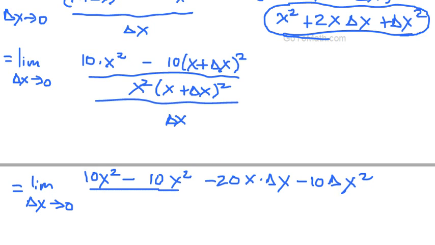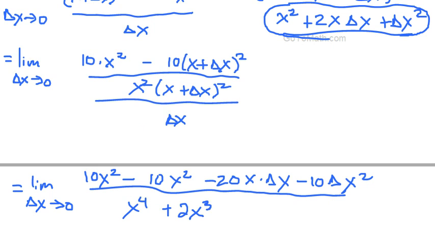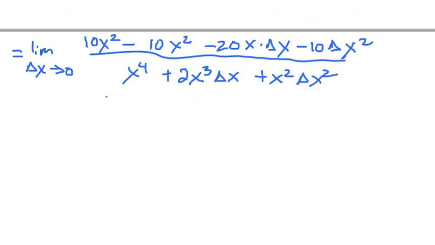All right, and then of course that is going to be all over x squared, and we're going to be multiplying that x squared times this guy right here. So x squared times x squared is x to the fourth, and then x squared times this guy right here is going to be 2x to the third delta x plus x squared times delta x squared. Now remember this is all over delta x. Okay, so we'll need to clean this thing up now.